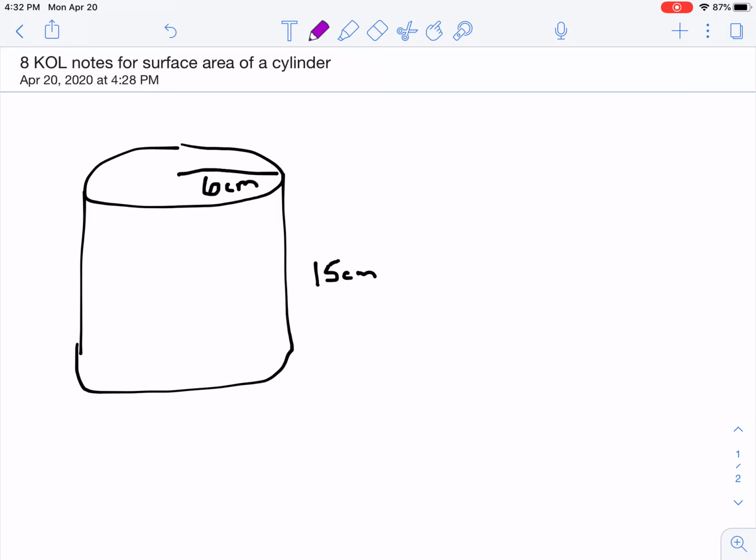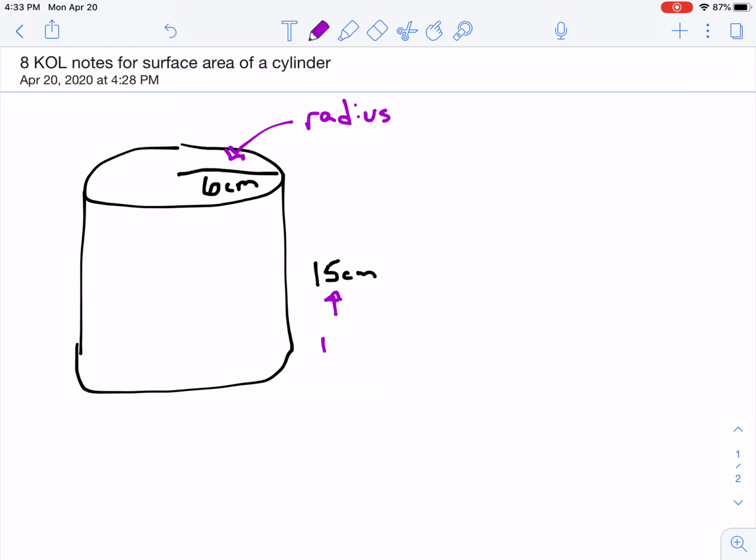The first piece of information I want you to know about is that we can look here and see that this line is 6 centimeters long. Hopefully you can all see that we still call that the radius. So we're given the radius. And in this case, this 15 is actually telling us the prism length or height.